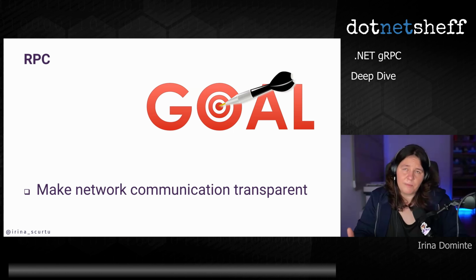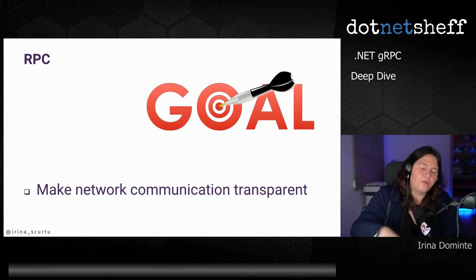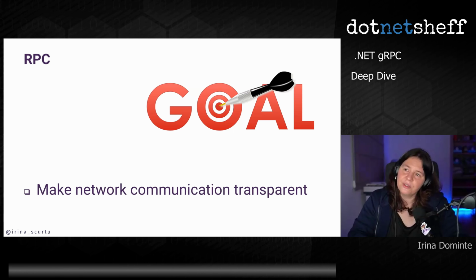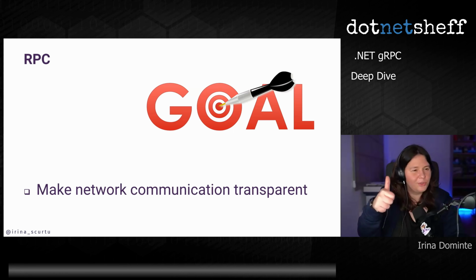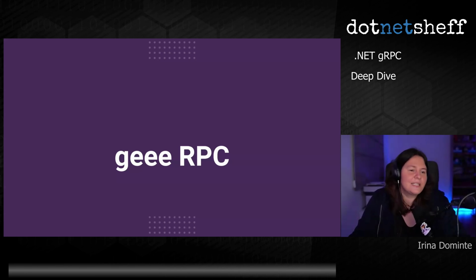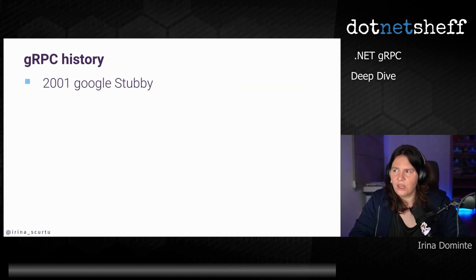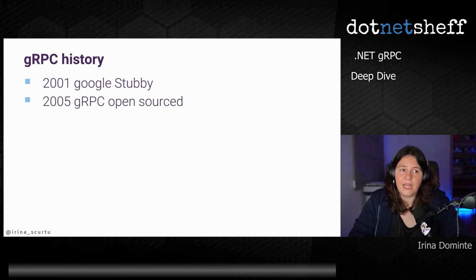People thought, we now have distribution, we have components all over the network. What if this distributed system would behave like a monolith? Good job. Here comes RPC, right? So, in fact, what is this gRPC? gRPC started in 2001 as a Google internal project named Stubby. And in 2005, they open sourced it.